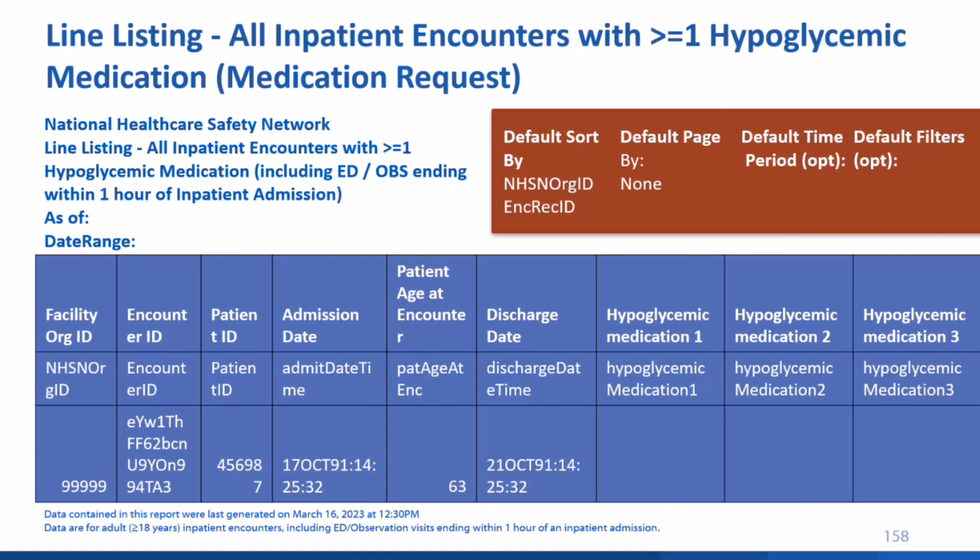Now we can look at some examples of reports you can expect. This is an example of the hypoglycemia primary metric line listing report. You will have the ability to sort, filter, and set time periods. This will be similar to other modules. So as you see at the top right, these have default sorting schemes, and you can adjust those. You can do by page, time periods, and there are several different filters that you'll be able to use. Along the blue table, you can see some of the variables that will be available.